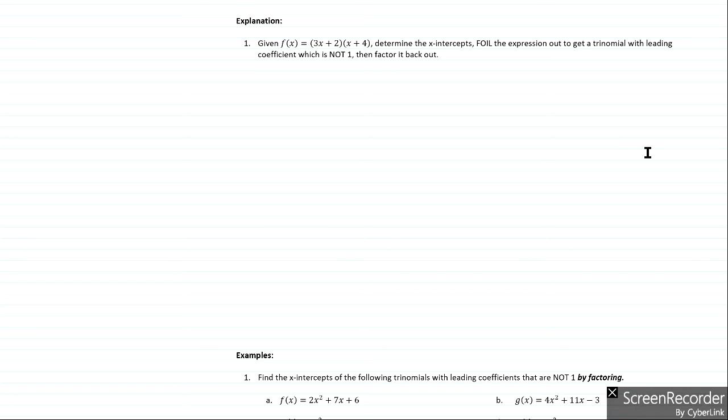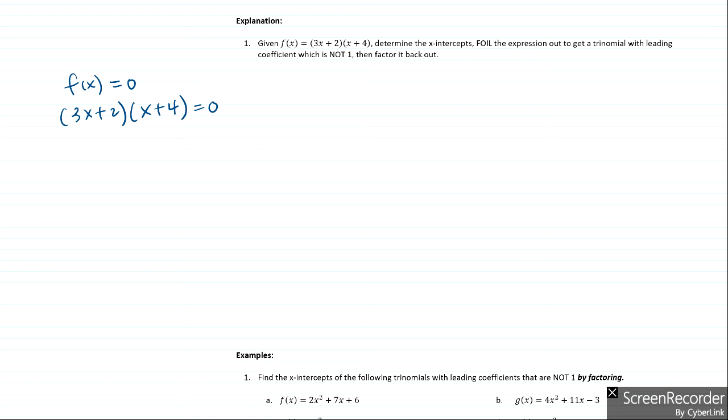So for this function f of x, the first thing we want to do is to determine the x-intercept. To find the x-intercept, we're doing the same thing as what we did before: we want to get the function equal to 0, because x-intercepts have a y value equal to 0. So really the first thing we want in order to find the x-intercept is to let this whole function equal 0, meaning that 3x plus 2 times x plus 4 is equal to 0.